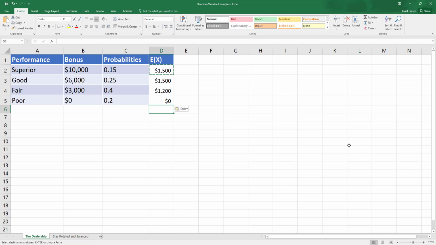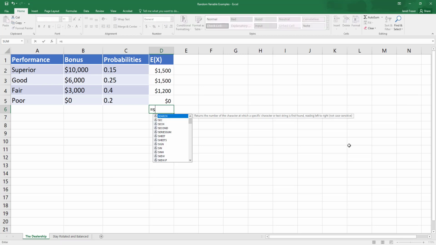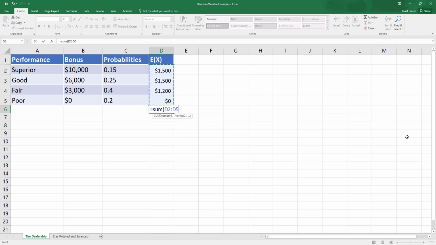And now to get that mean or that expected value, we just sum up our results. So the mean bonus, or the expected value of the bonus, is going to be $4,200.